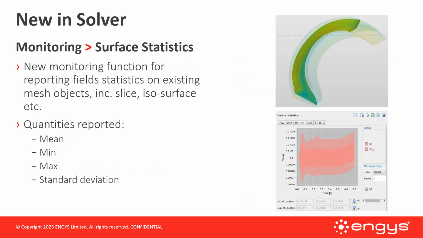In terms of monitoring functions, we have added a new statistical quantities function object, which can be used to report on several statistically relevant values of an existing function object, such as mean, minimum, and maximum values, standard deviation, and others. The surface statistics function object computes the statistics of given fields from the selected surface objects, which can be patches, slices, or iso surfaces.